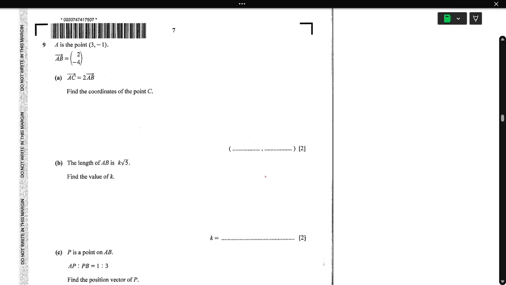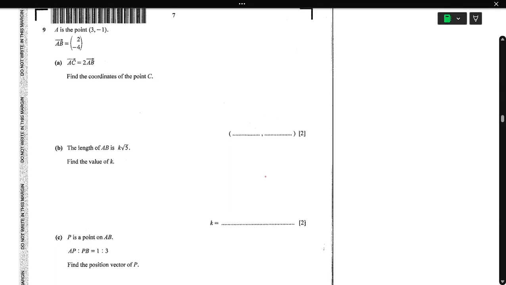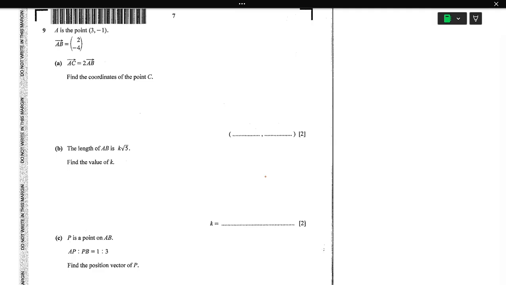Next question 9. A is the point 3 comma -1. AB is the position vector 2 comma -4. AC equal to 2AB. Find the coordinates of the point C. So first AC equal to 2 times AB. AB is given 2 and -4, which is going to be 4 and -8.